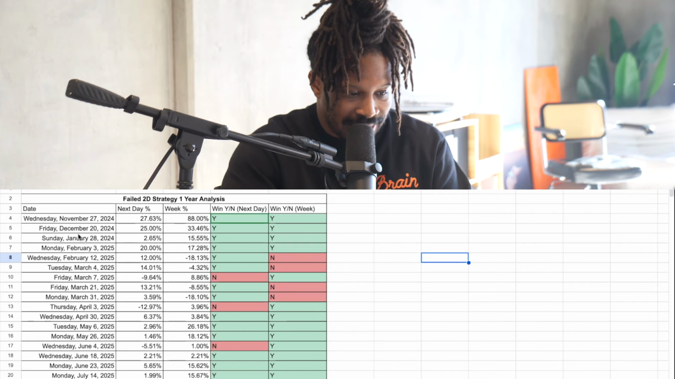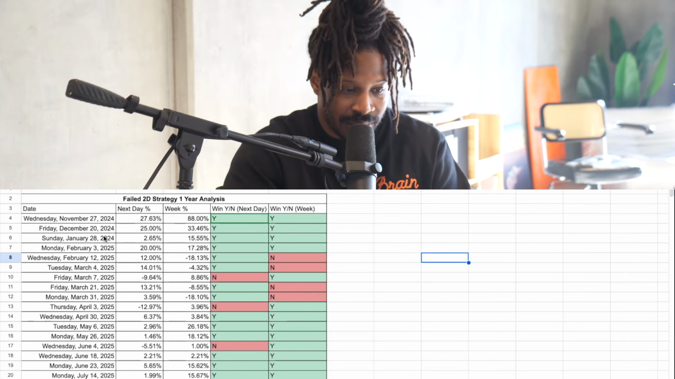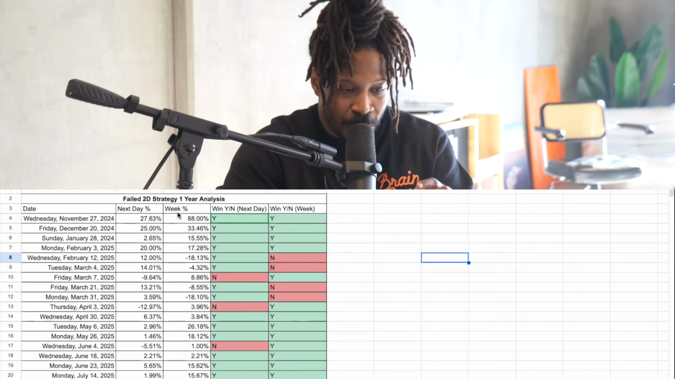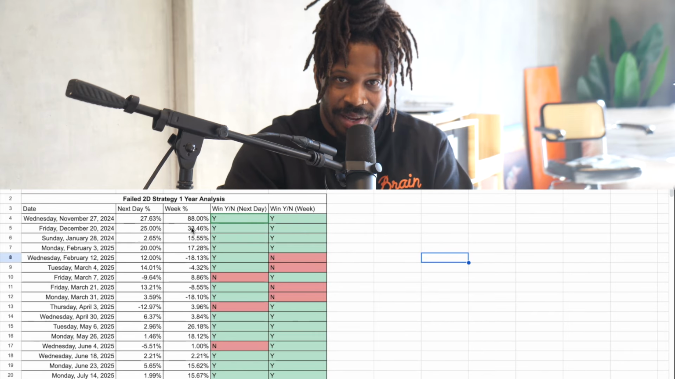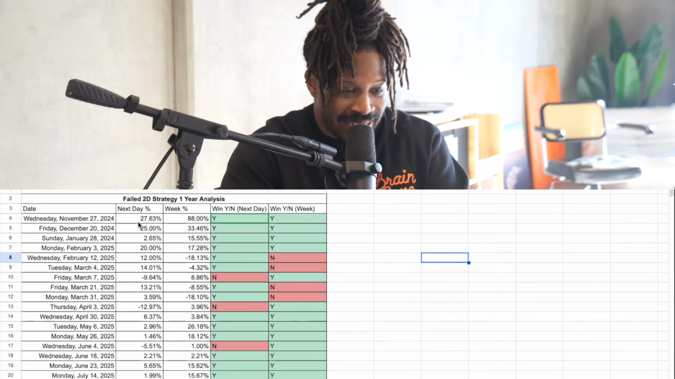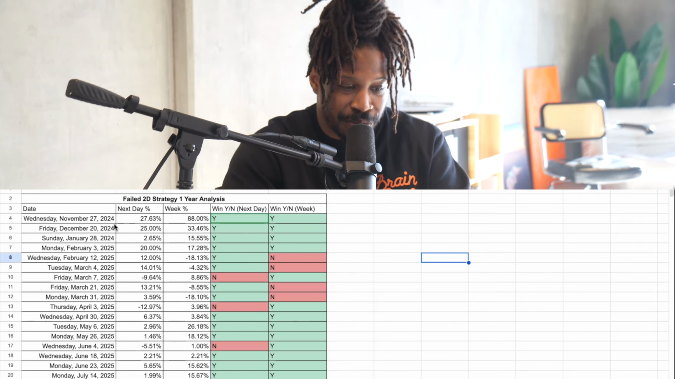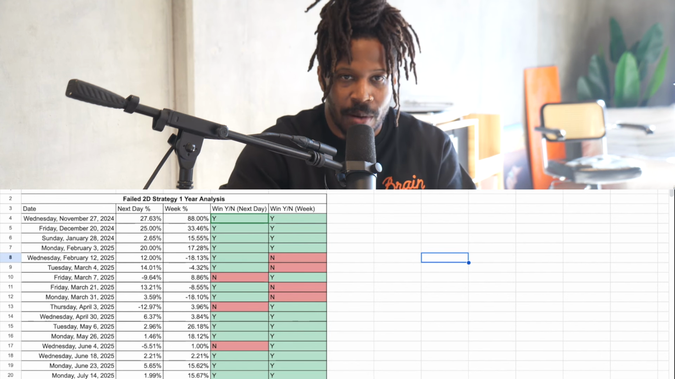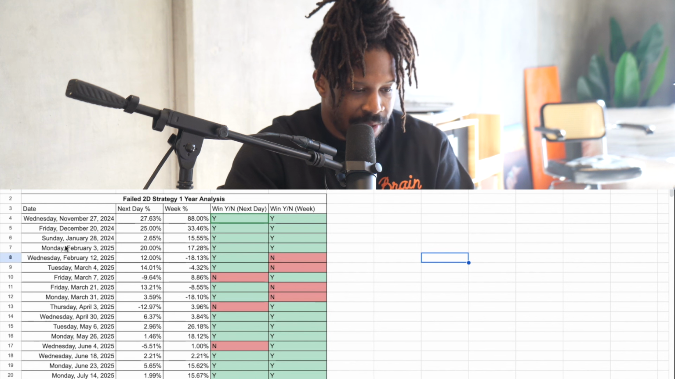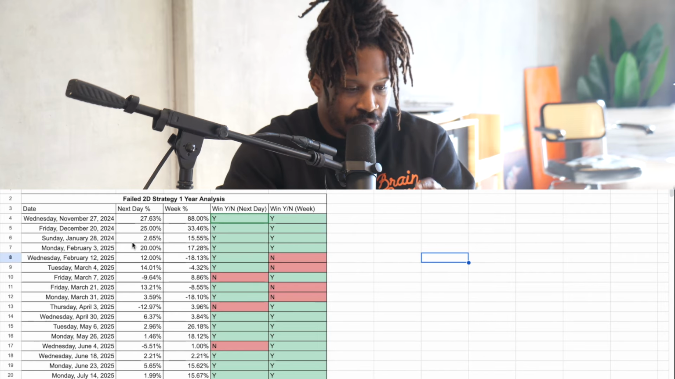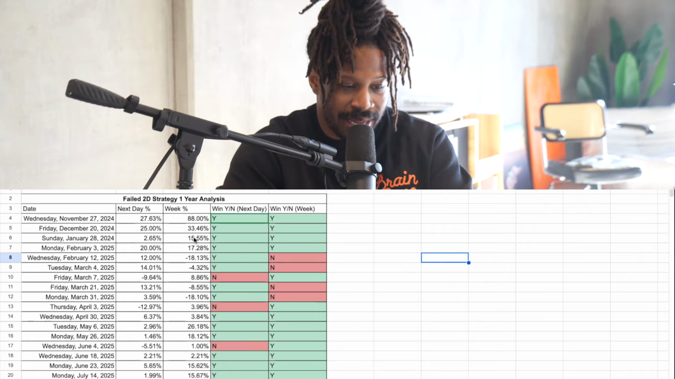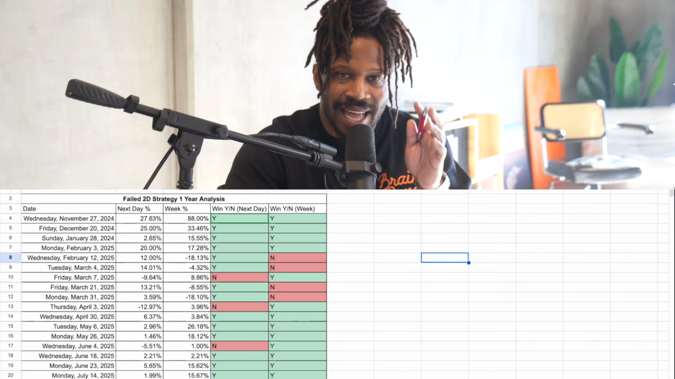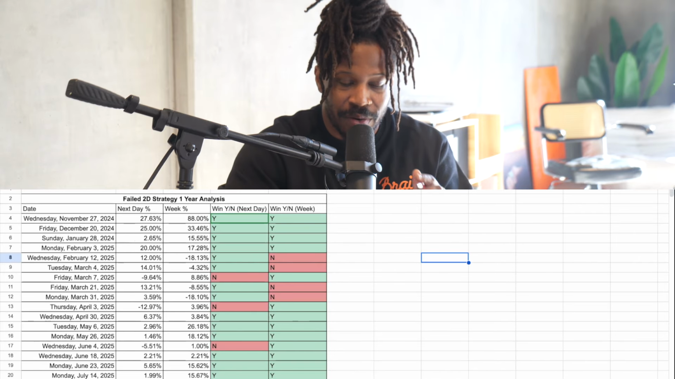Okay. So the next one we had was Friday, December 20th, 25% movement the very next day after a failed 2D. On the weekly, a 33% movement, right? So if you would have gotten into any of these on a failed 2D, you would have quadrupled your account for sure, right? Or not your account, but what you risked. Then Sunday, January 28th, 265%, right? And then on the week, it went up 15%. Now, these numbers are incredible. We're not talking about the options. We're talking about the equity, right?